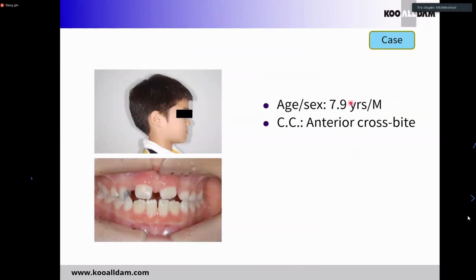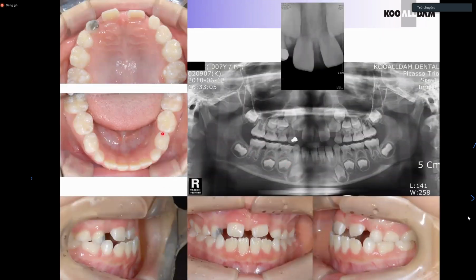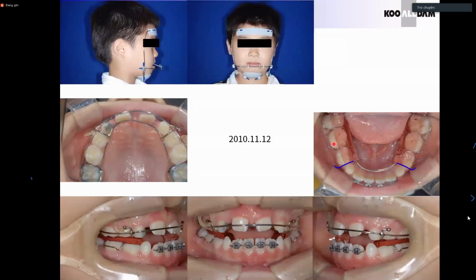This patient is a 7-year-old male patient with anterior crossbite. In the lower arch, there is slight spacing. This patient is Hellman Dental Age IIIA. So I wanted to insert a posterior bite block in the lower arch. This is an upper labiolingual arch with hook.